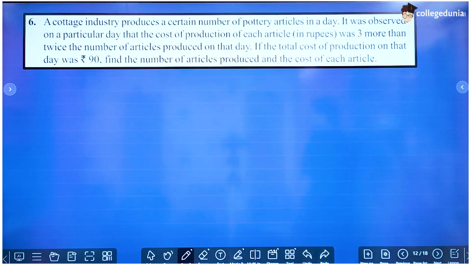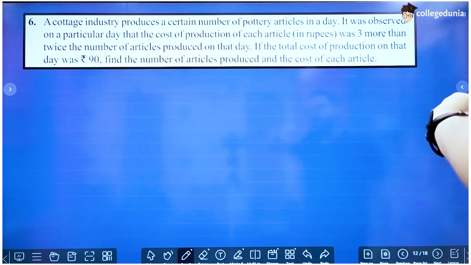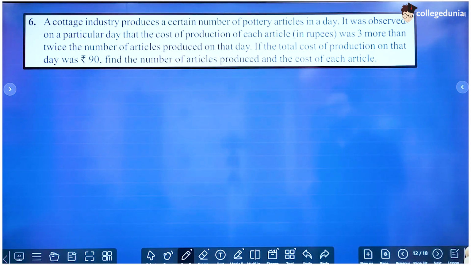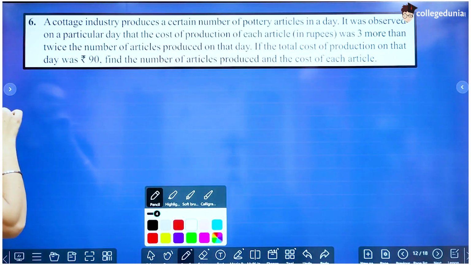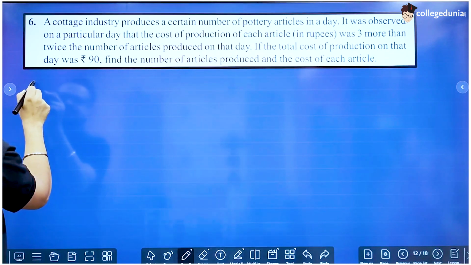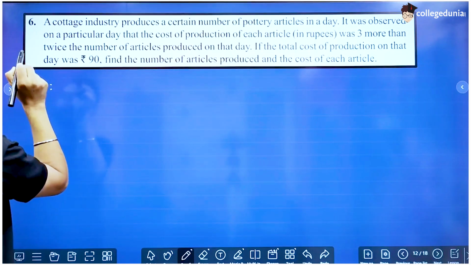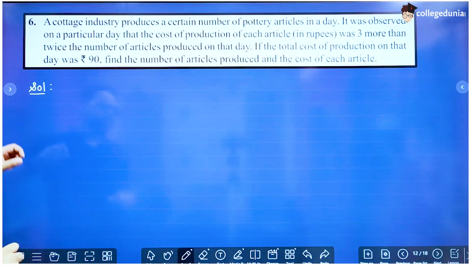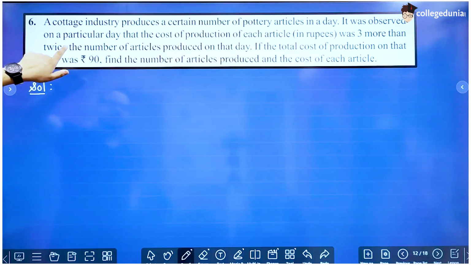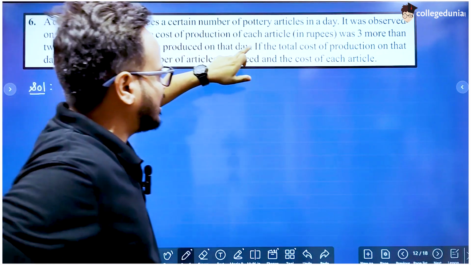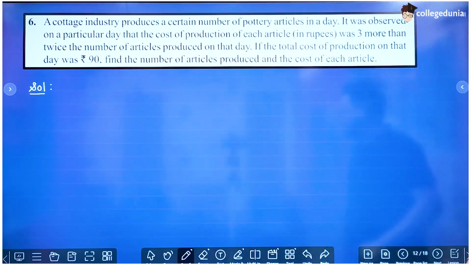Next question. A cottage industry produces a certain number of pottery articles in a day. It was observed on a particular day that the cost of production of each article was more than twice the number of articles produced on that day. If the total cost of production on that day was rupees 90. So there are some articles which are produced in a cottage industry, and it was observed on a particular day that the cost of production of each article was more than twice the number of articles.